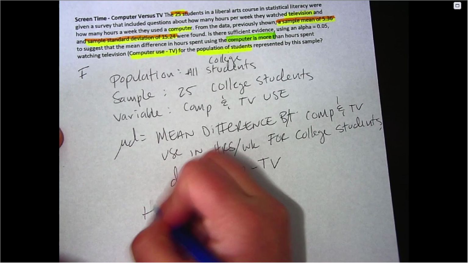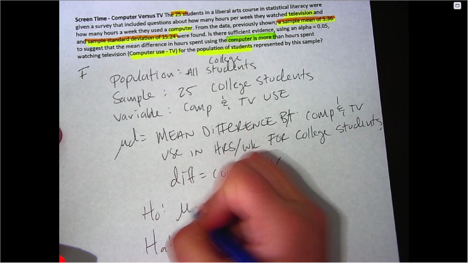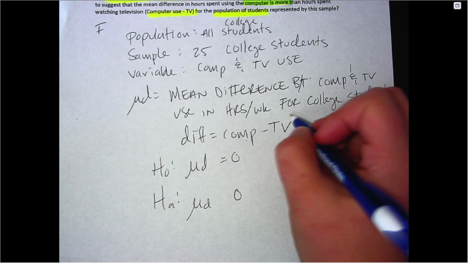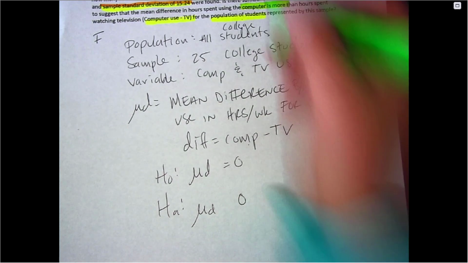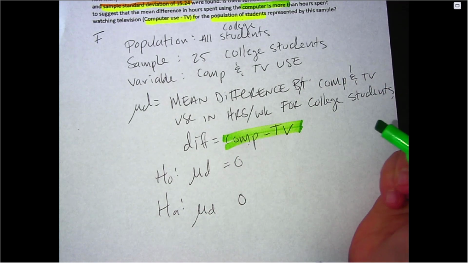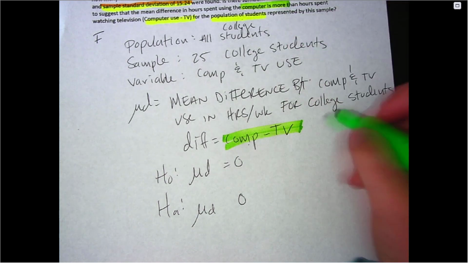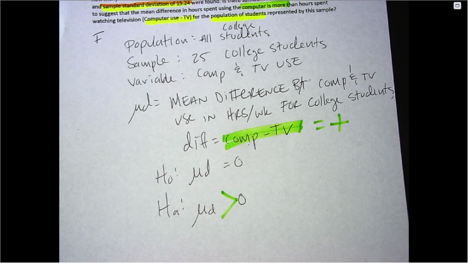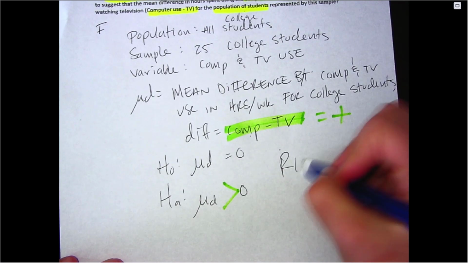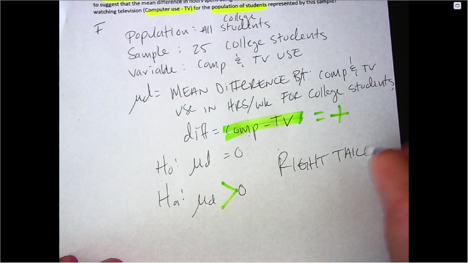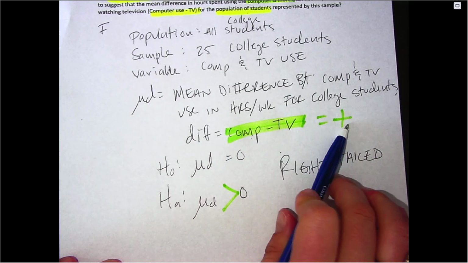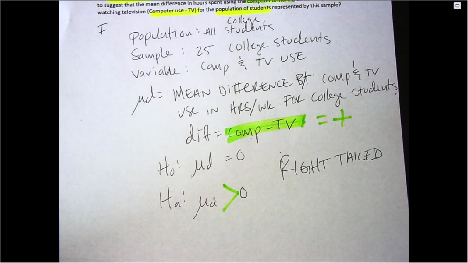F. Now the last part of F, remember, is going to be your null and alternative. And we're always using a null of mu sub d equals 0. And then our alternative, it's dependent upon this. So this up here, computer more, and then this, the direction. Now, because we want to see if computer is more, that means that we think that this difference would be positive. So this would be a greater than, or what we called a right-tailed test. And we know that because we want this to be more, so I want this to be higher than TV, which means that this would be positive. So that's how we decide that.